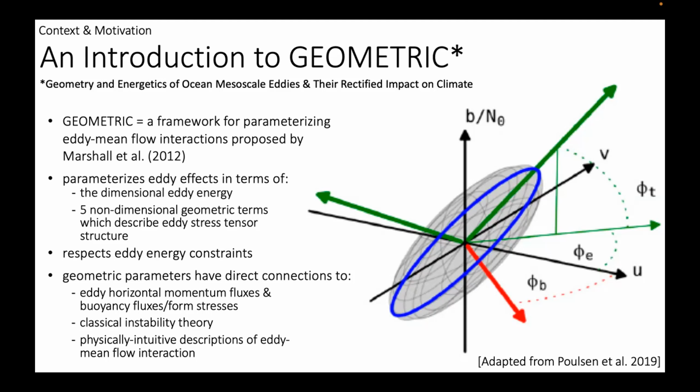In this way, this parameterization respects eddy energy constraints. I also like it very much because these geometric parameters, these 5 non-dimensional parameters, have direct connections to the eddy horizontal momentum fluxes and the eddy buoyancy fluxes, or the form stresses. They have direct connections to classical instability theory, and as such, they connect to physically intuitive descriptions of eddy-mean flow interaction. So that's why I like it.